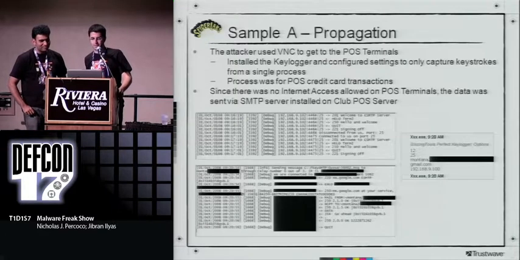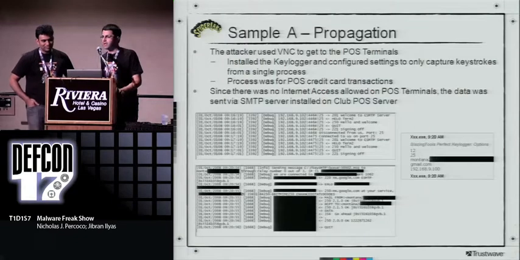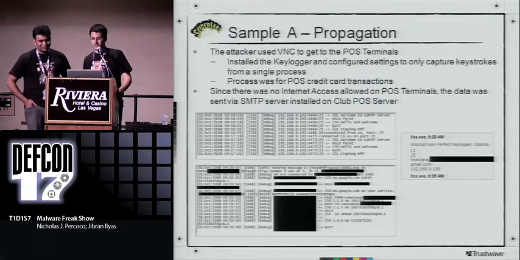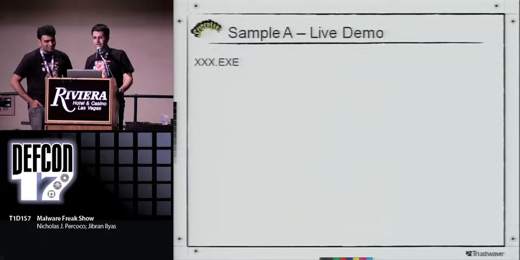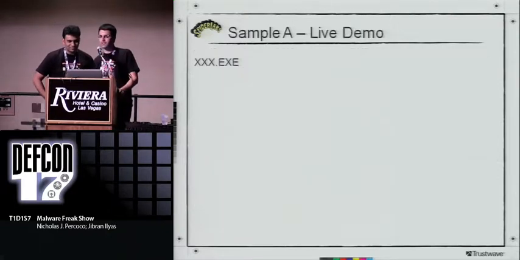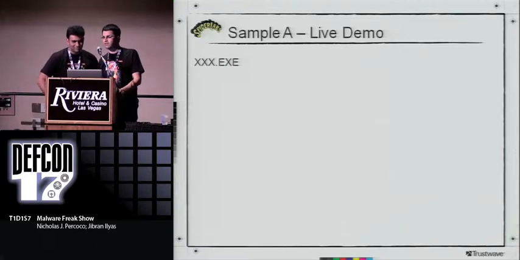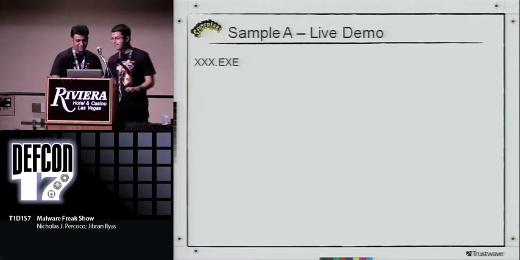Here are some other logs we obtained from the SMTP gateway. You can see them sending that data out to the email address. We had to black out a lot of things here to protect the innocent, but you can see the data going back and forth. So right now we're going to jump into a live demo, and Jibran is going to take you through the installation and the execution of the specific piece of malware.